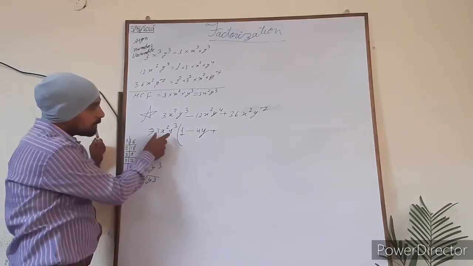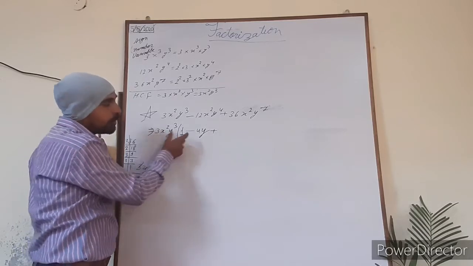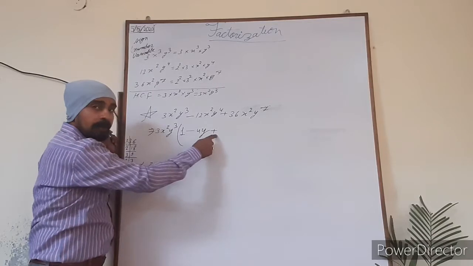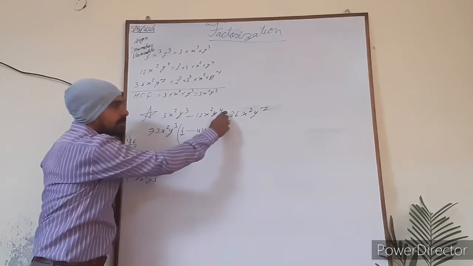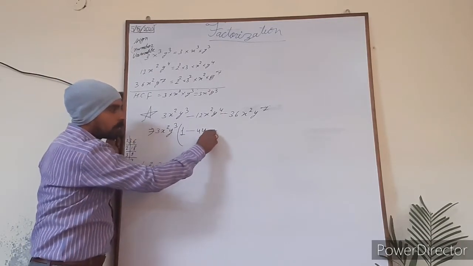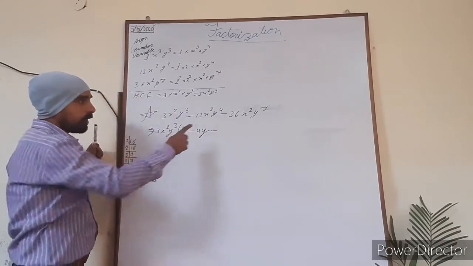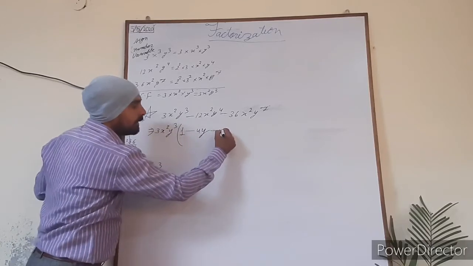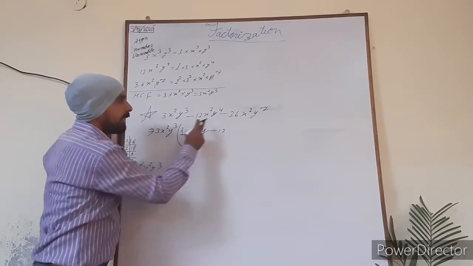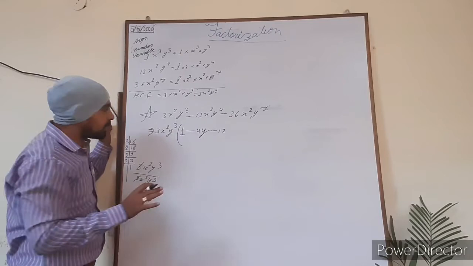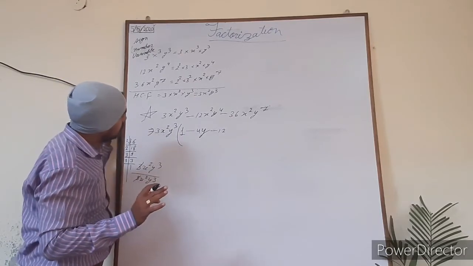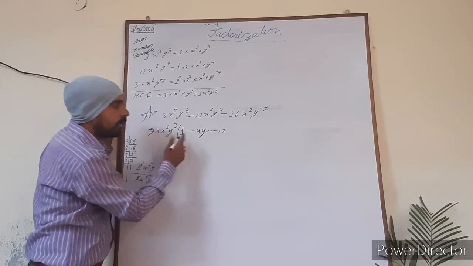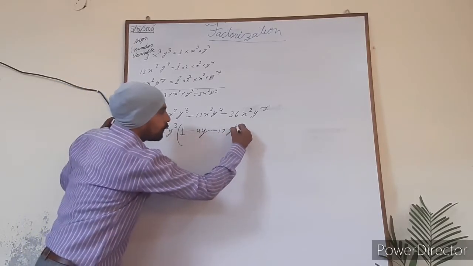After that, when this 3x square y cube is going to divide this 36x square y to the power 7, plus will be here, and suppose if it is minus, then it will also be minus. When this 36 is going to be divided by this 3, you are going to get 12, since 3 1s are 3, 3 2s are 6, 3 4s are 12. X square will be divided by x, and it is simply cancelled, and after that y to the power 7 is going to be divided by this y to the power 3, so you are going to get y to the power 4 as common.